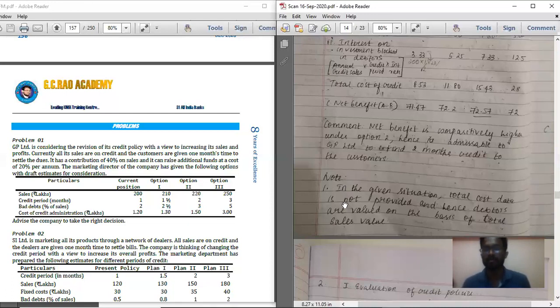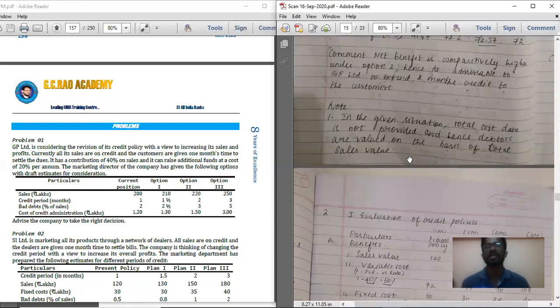Note, point number 1. In the given situation, total cost data is not provided, and hence debtors are valued on the basis of total sales value.